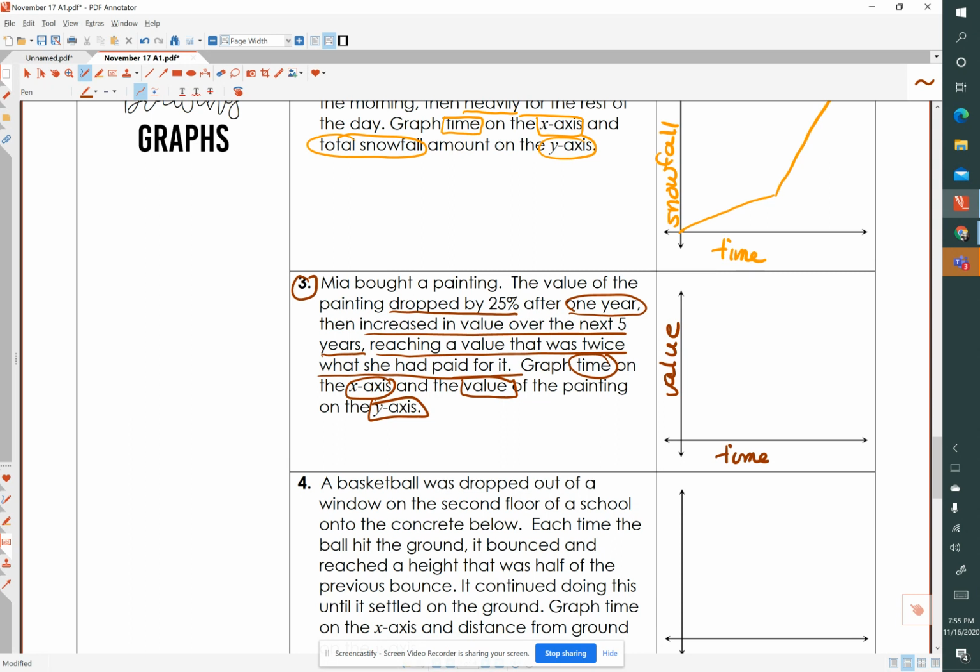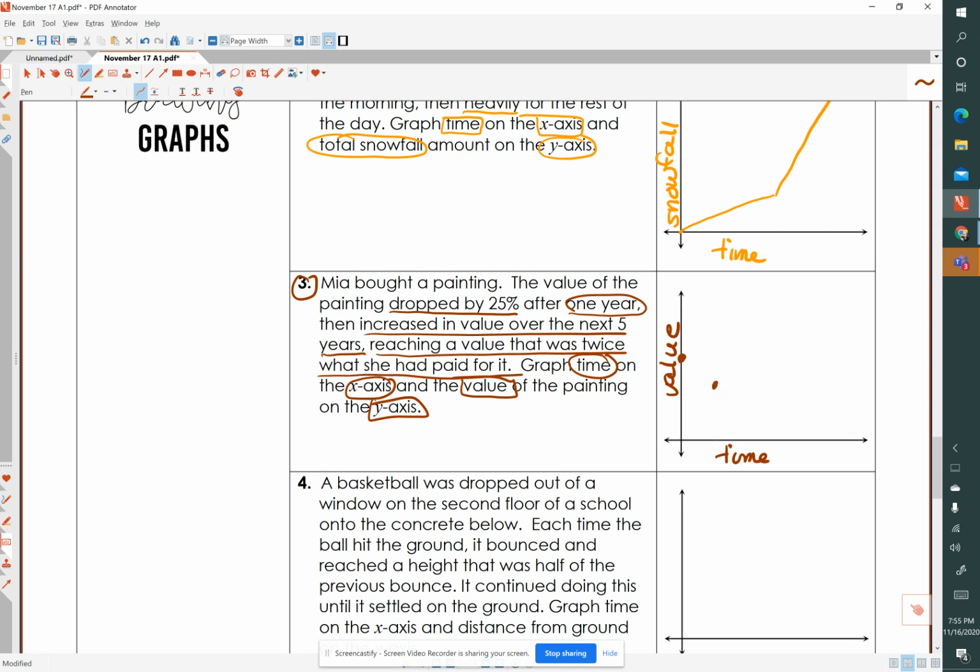So let's think about this. So she didn't buy it for 0, so it would not make sense to start at the lower left-hand corner. So we're going to have to start somewhere along here. This is an estimate. We can start there, but it dropped by 25%. So 1/4 of the distance between the origin and this dot I just made would be about here, and that's got to be 1 year.